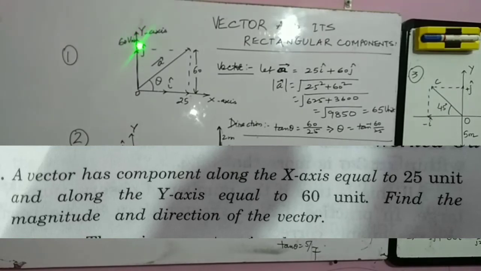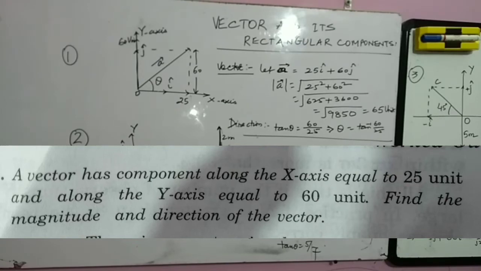You are given 60 units. You can see on the screen 60 units on the y-axis, and here you can see 25 units on the x-axis. You can see very clearly this light indicating 25 units on the x-axis.